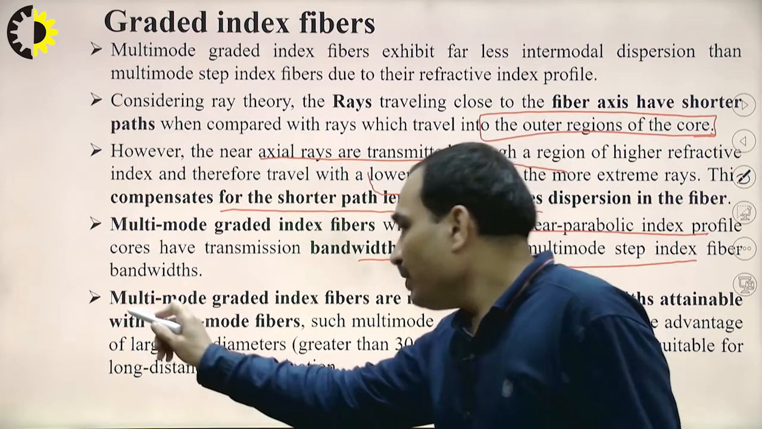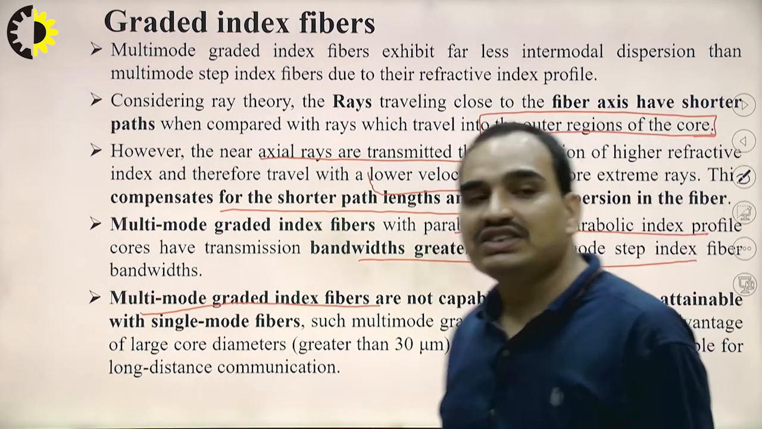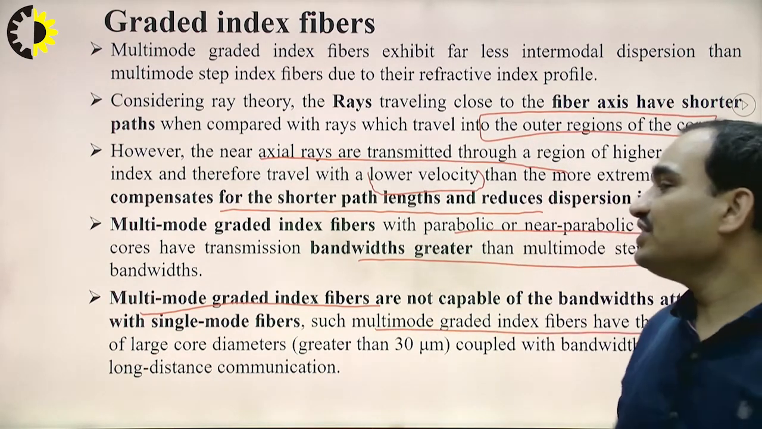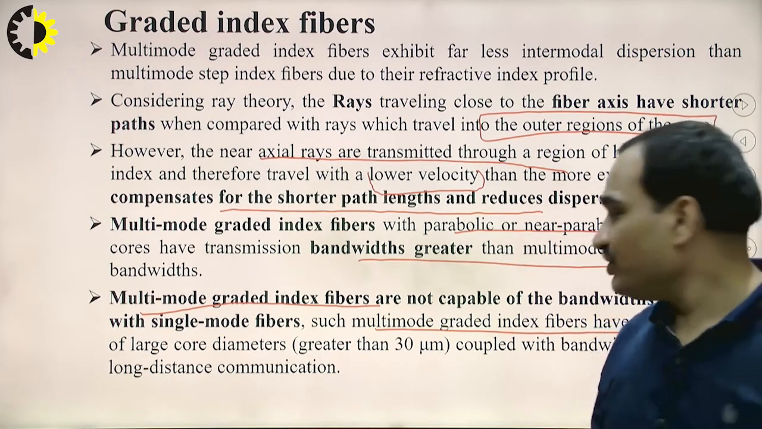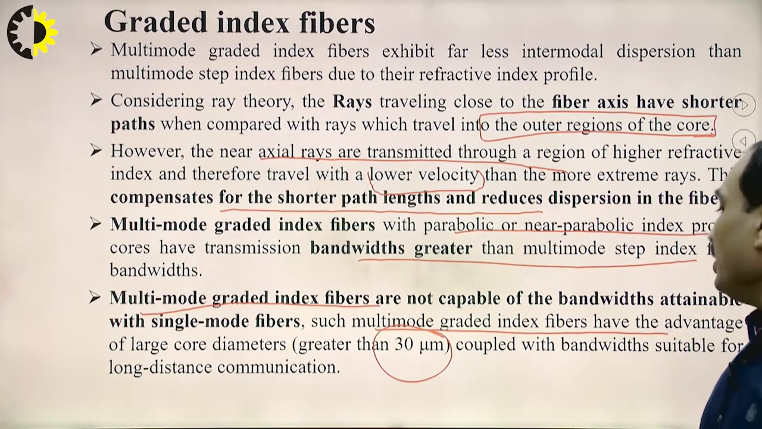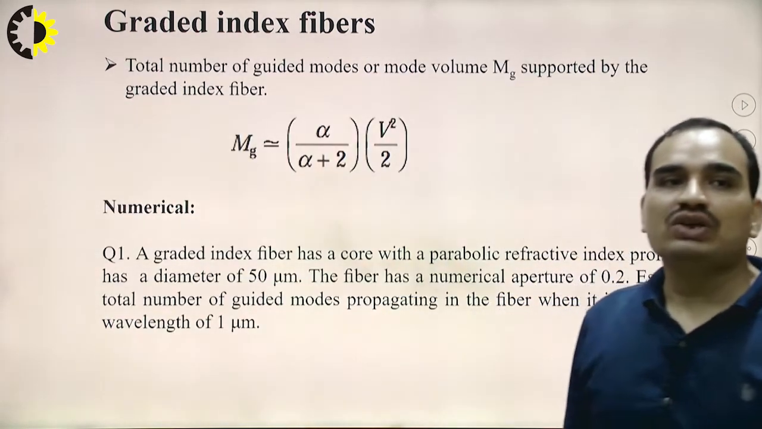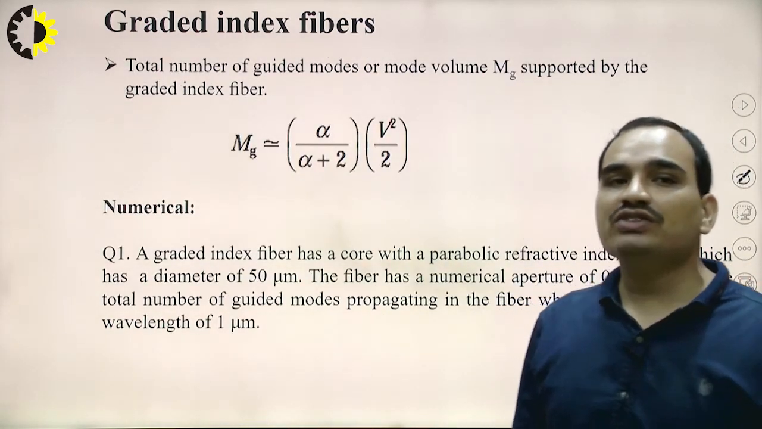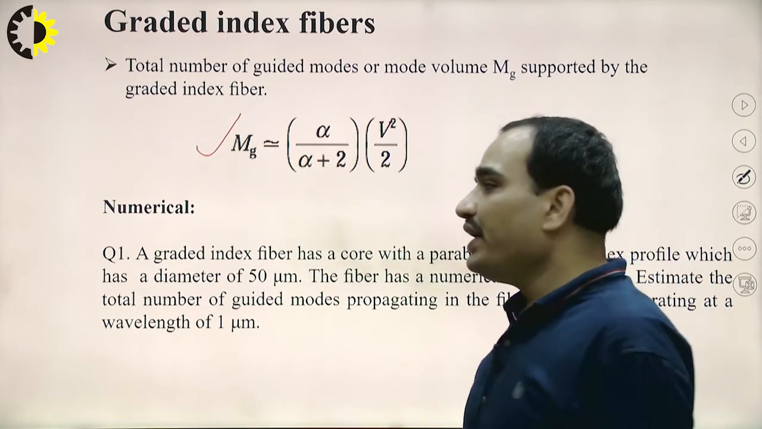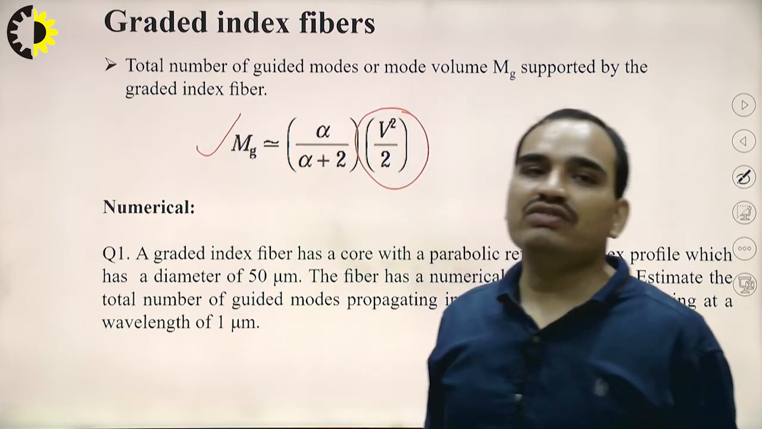So multi-mode graded index fibers are not capable of the bandwidth attainable with single mode fibers. Such multi-mode graded index fibers have an advantage of a large core diameter, which is greater than 30 micrometers, coupled with a bandwidth suitable for long distance communication. So the total number of guided modes can be calculated with the formula Mg approximately equals alpha by alpha plus 2 multiplied by V square by 2, where V is the V number.